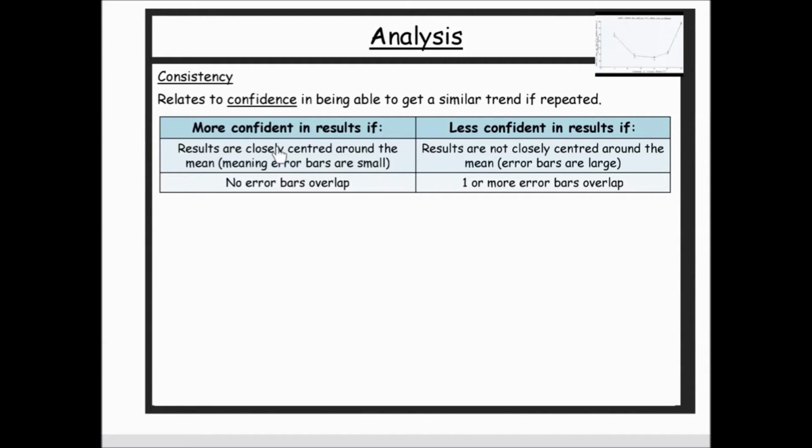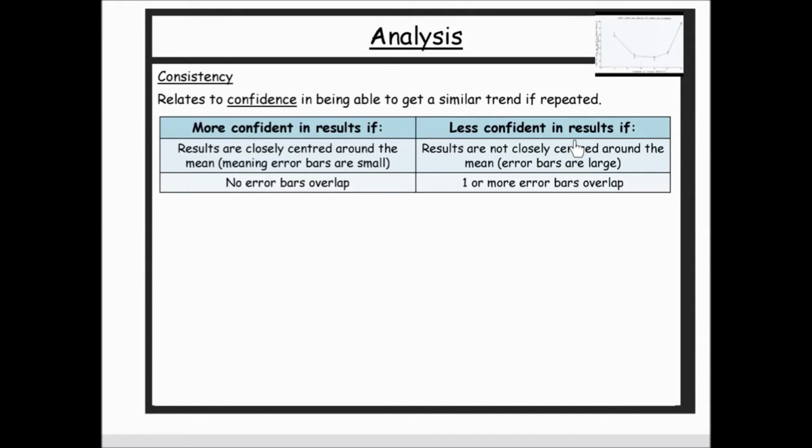So with your repeats closely centered around the mean, which corresponds then to error bars being small. If they're all closely centered around the mean, then that would imply that your error bars are likely to be small. Well, that would make you more confident in your results, because it implies then that if you were to do it again, you would continue to get a value that is close to the mean you obtained, and therefore we're unlikely to see a different trend if you were to do it again.